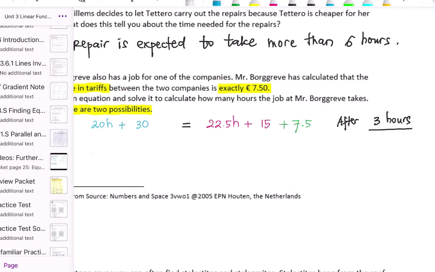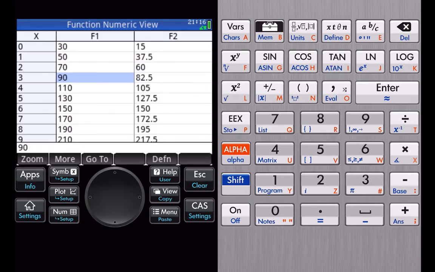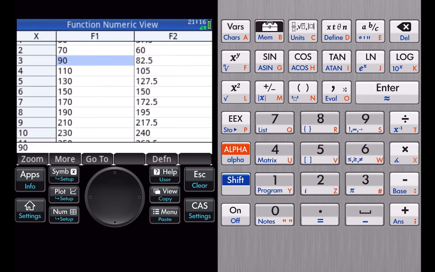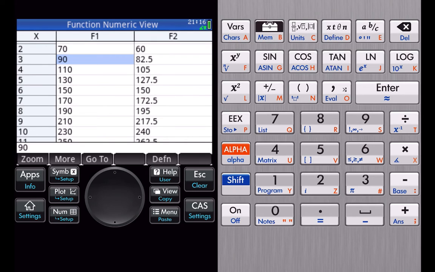However, we also have another case where it will be more expensive to use the second company, Schreifers. In this case, the formula will look like this, meaning that the pink one, Schreifers, will be more expensive by 7.50. Then in the table, we will just have to scroll down and see where else the difference in price will be exactly 7.5. You see here at 6 hours, it's consistent with our answer before.